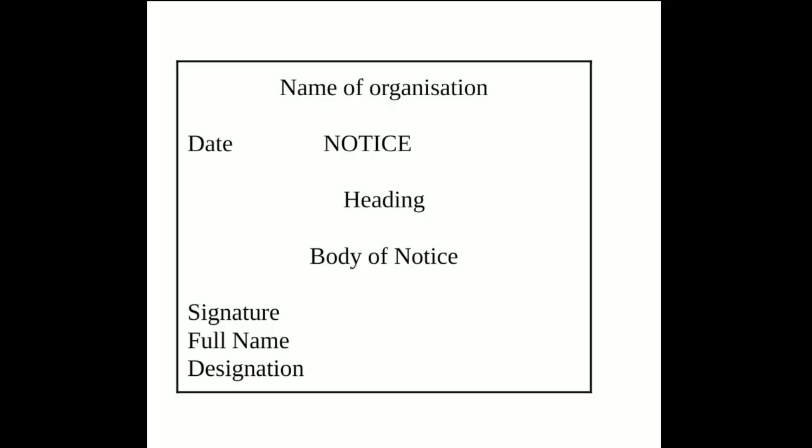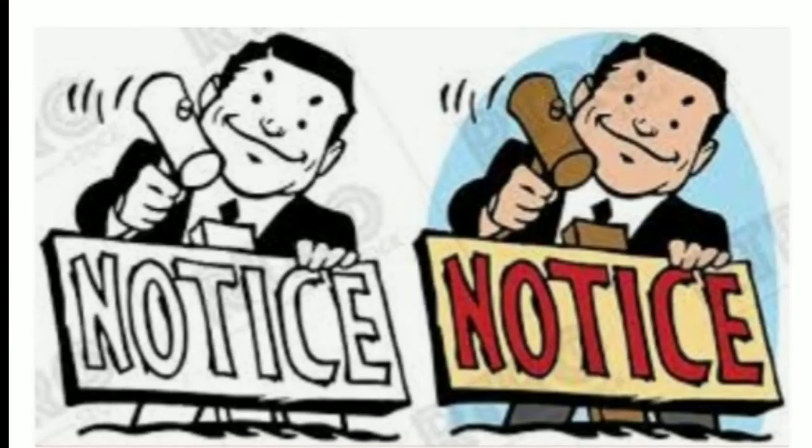This is what your notice should look like. On top, name of the issuing authority, which is centrally aligned. The word notice in caps lock is also in the middle, and then the date on the left hand side, heading, body of the notice, and the subscription includes signature, full name, and designation.